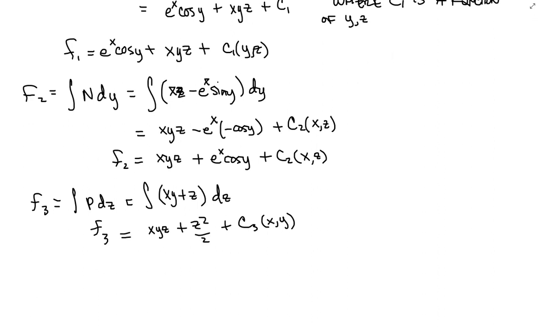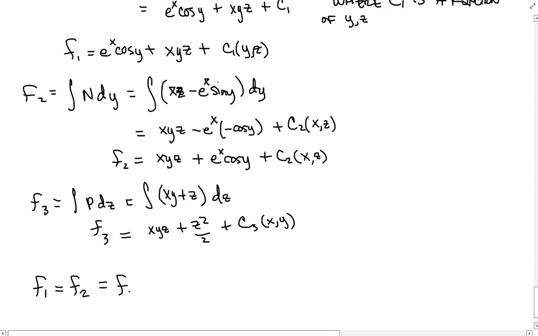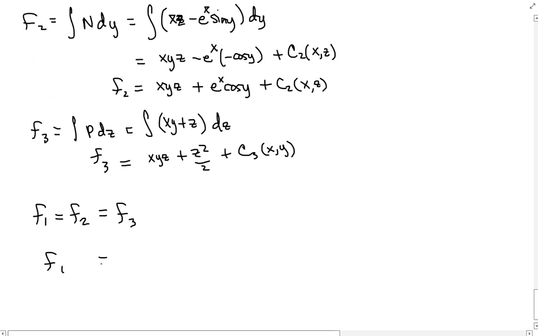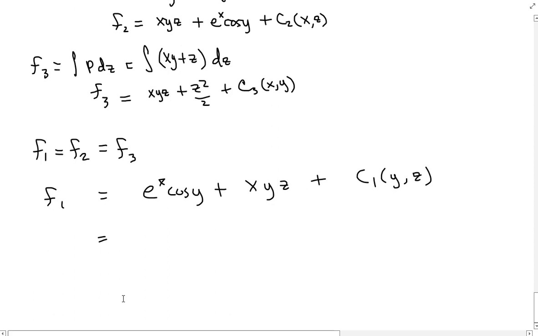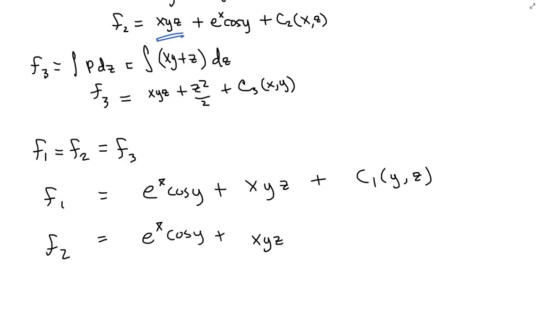Alright, so compare the three. That's what we need to do to find our potential function. So we know that these all should be equal, because these all were supposed to represent our potential function. So we have to just line things up. So f1 was e to the x cosine y plus xyz plus c1, which depended on y and z. Okay, I'm going to line up what's in common. Now if I look at f2, it also had an xyz. I'm looking back up here at our work, and it also had an e to the x cosine y. Okay, again I'm looking right here, and then we had plus c2, which depended on x and z.